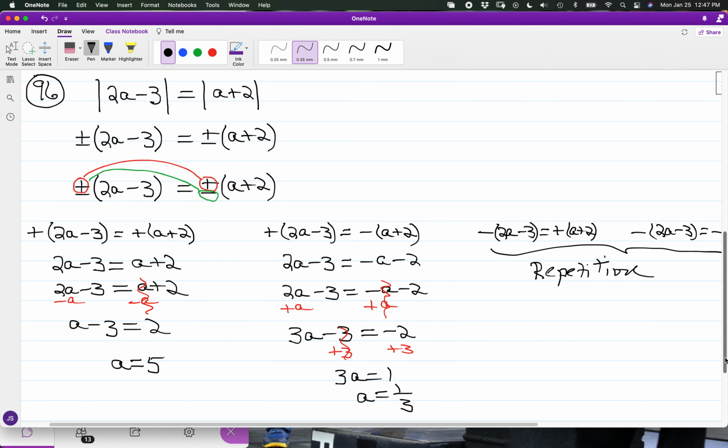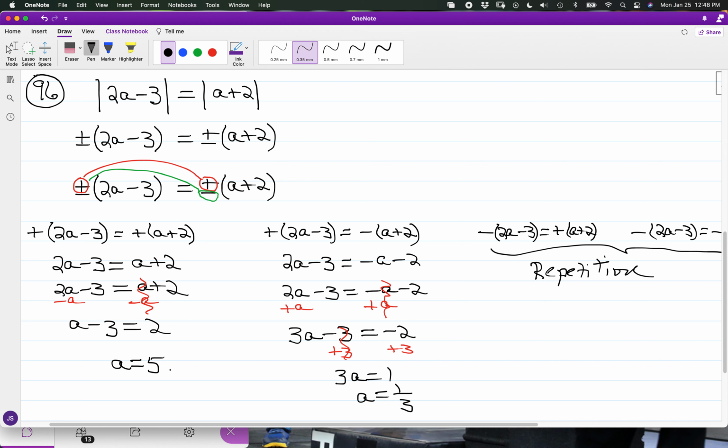And I can sort of check the results here. If a is 5, 2 times 5 is 10, 10 minus 3 is 7. And the absolute value of 7 is 7. And on the right hand side, we have 5 plus 2 is 7. Absolute value is also 7. So we have 7 is equal to 7.